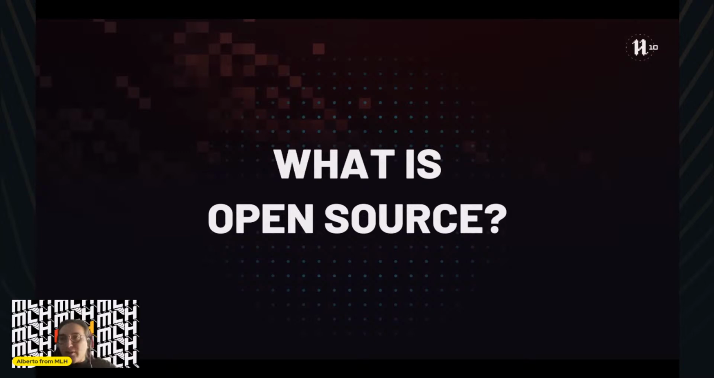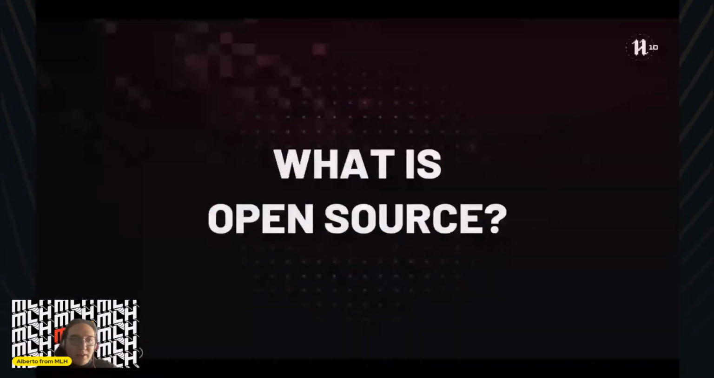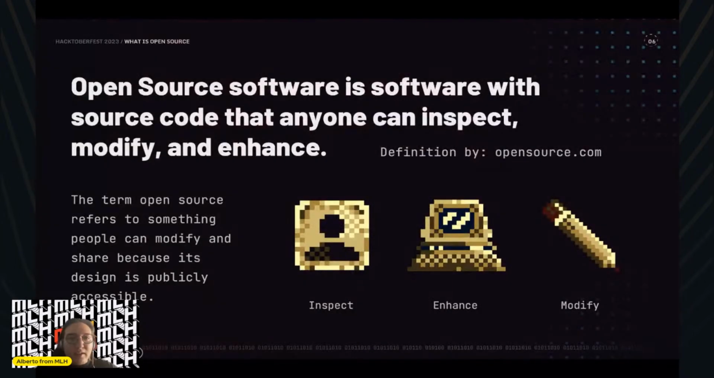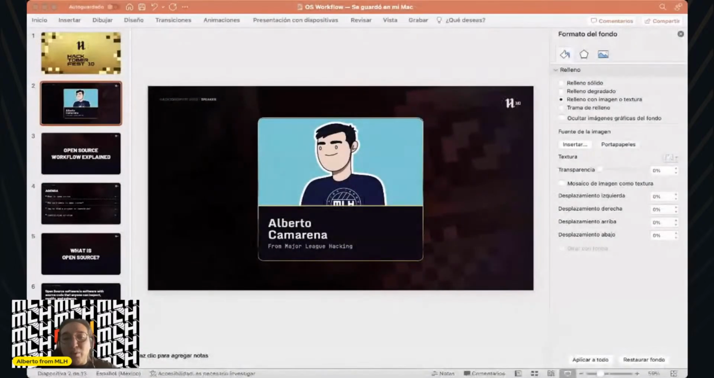Okay, no comments, but I will tell you the answer. Open source software is software with source code that anyone can inspect, modify, and enhance. This definition you can find on the open source page, opensource.com. The term open source refers to something that people can modify and share because its design is publicly accessible, right?